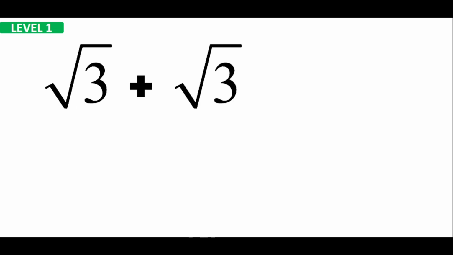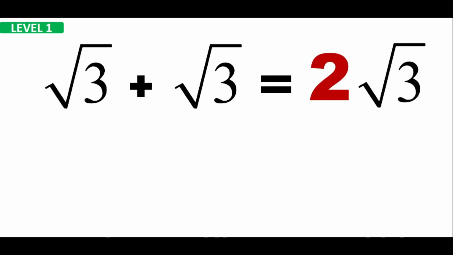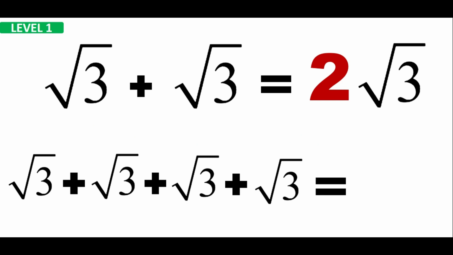Let's look at this question. Root 3 plus root 3 is going to be equal to 2 root 3. As you saw earlier, A plus A gave you 2A. So here it is the same way: the surd needs to remain as it is, and you do the addition. Similarly, when you have root 3 plus root 3 plus root 3 plus root 3, obviously the answer is going to be 4 root 3.